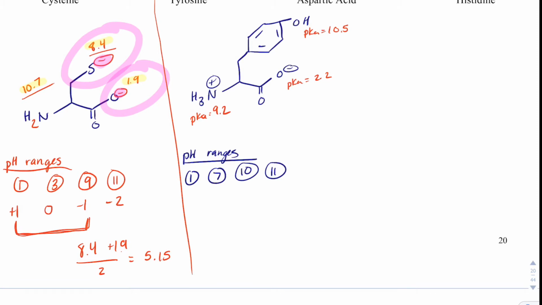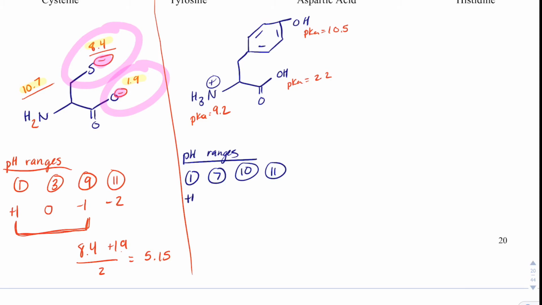And so what we need to do is figure out the charge at the specific pHs. So if we are at a pH of 1, that means everything is protonated. Well, this is already protonated, this is already protonated. I just need to protonate this guy. Okay, my overall charge is going to be plus 1, neutral, neutral. So that would be plus 1.